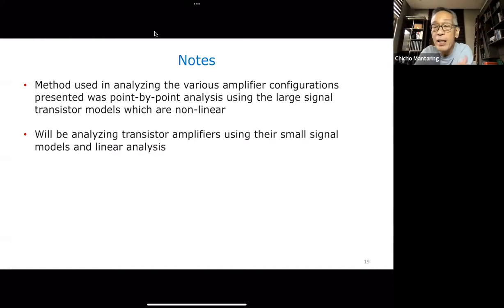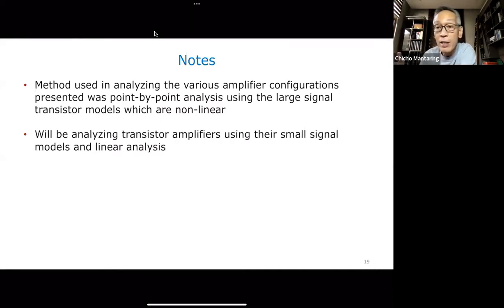Fortunately, from this point onward, that is not how you will be analyzing transistor circuits. From this point onwards, you will be using linear techniques to analyze transistor amplifier circuits. So you will not use this point-by-point technique. You will use linear techniques. But for you to be able to use linear analysis, you have to have a linear model. And our linear model is going to be the small signal model of our transistor.